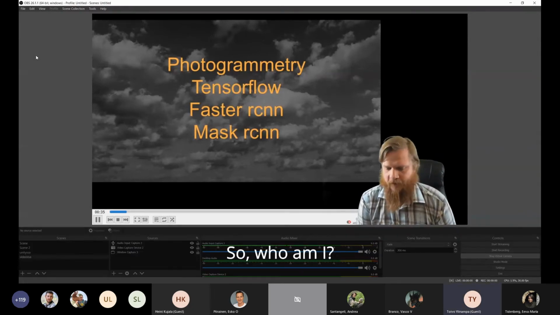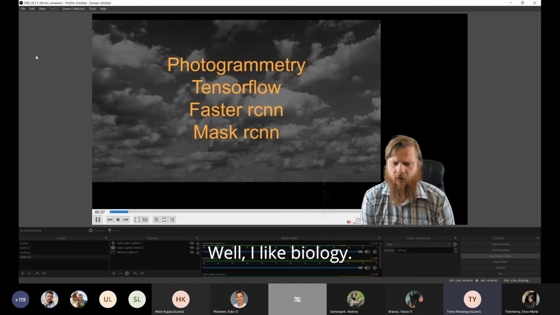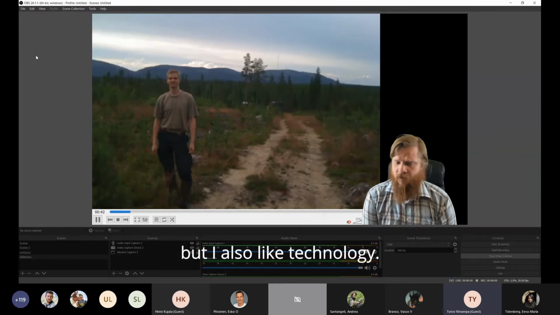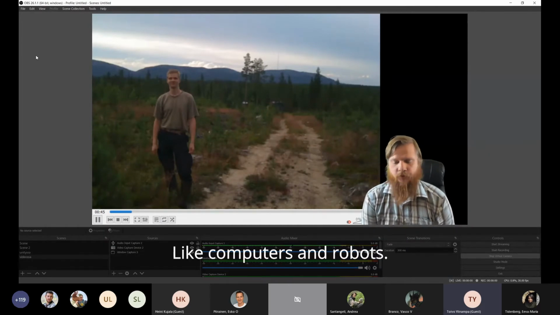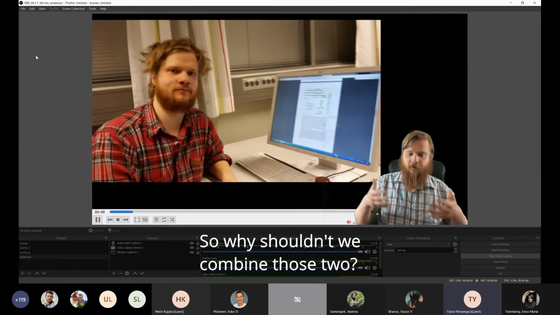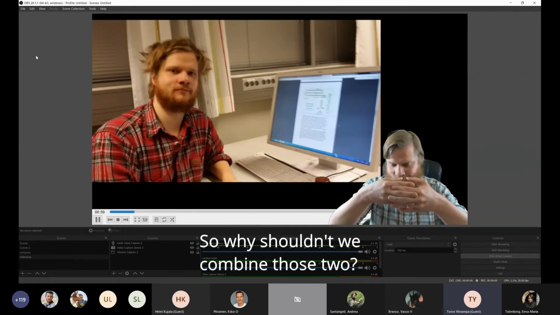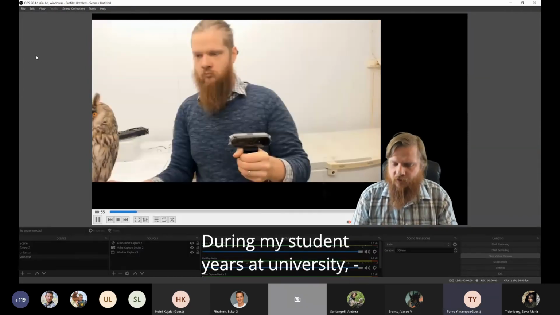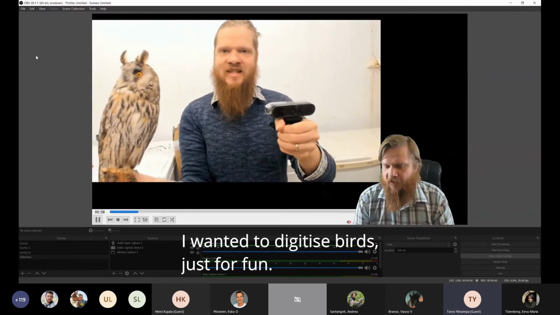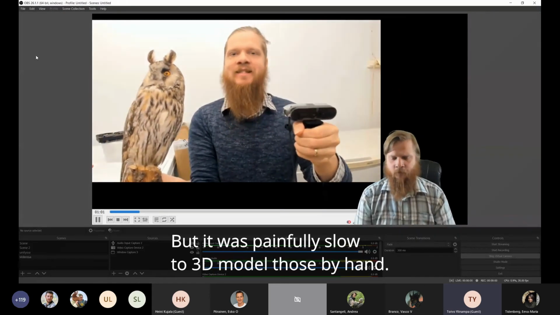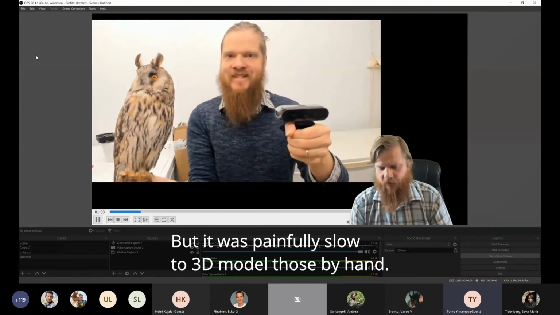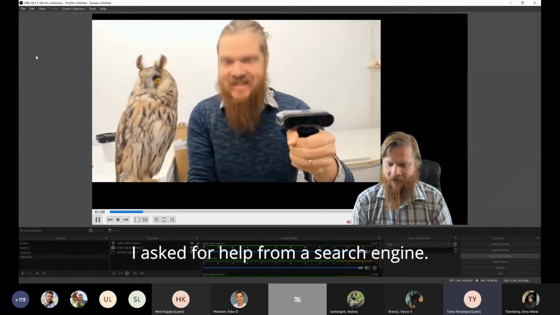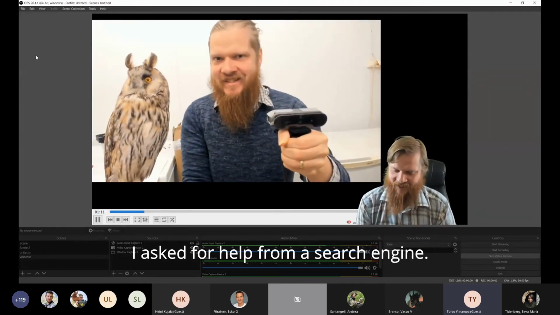So, who am I? Well, I like biology. I grew up in the deep woods of Lapland, but I also like technology, like computers and robots. So, why shouldn't we combine those two? That should be fun, right? So, during my student years in university, I wanted to digitize birds, just for fun. But it was painfully slow to 3D model those by hand, so I did what most nerds do with their problems. I asked help from a search engine.